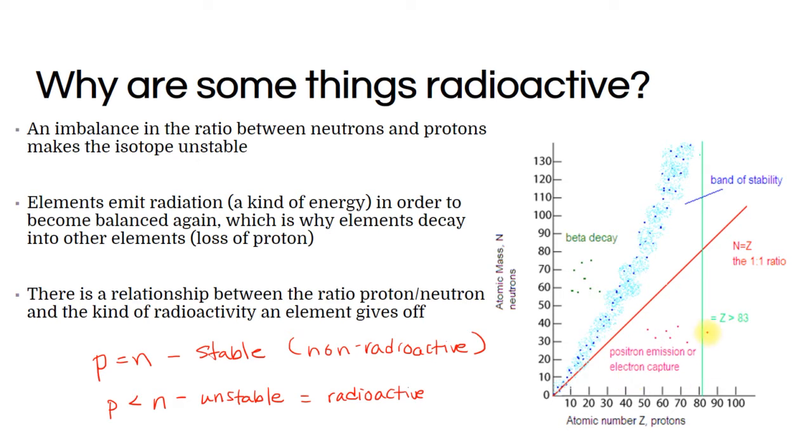On the other hand, when you have a lot of protons, so our atomic number is high, but we have a relatively low number of neutrons, then you're going to end up with positron emission or something we call electron capture. All right, but if we're on this red line where protons and neutrons are equal, then no big deal. It's stable. No radioactive decay happens.